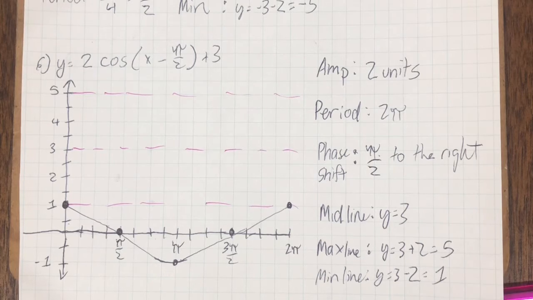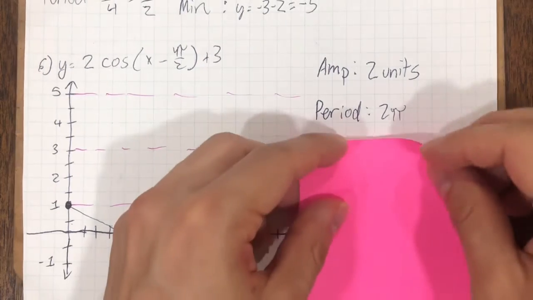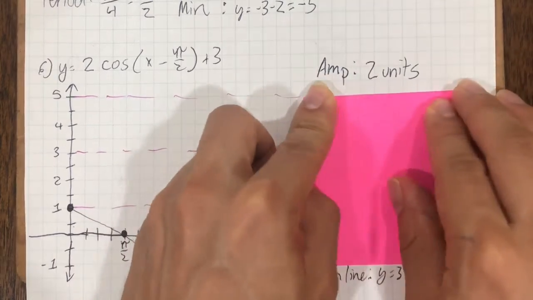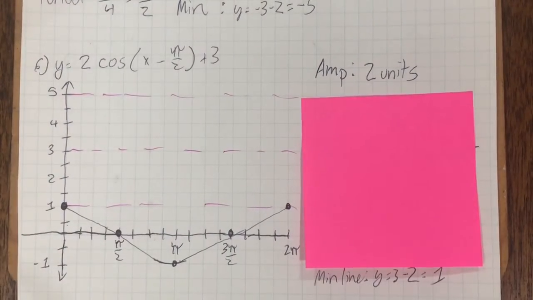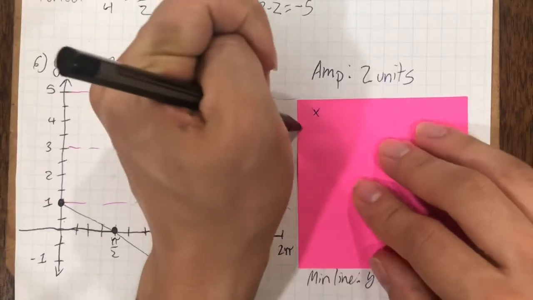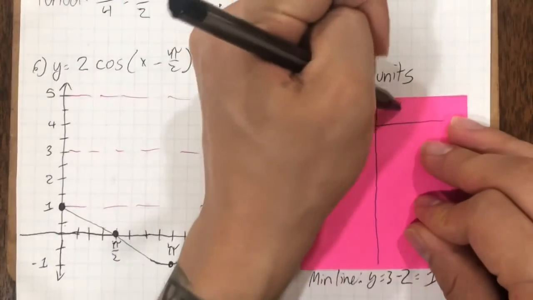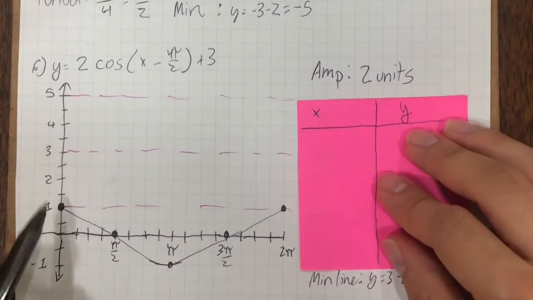Unfortunately, we ran out of space. So what I'm going to do is take a sticky note and put it over here. Let's say over here. Okay. So I'm going to make my X and Y table, starting off with 0, 1.